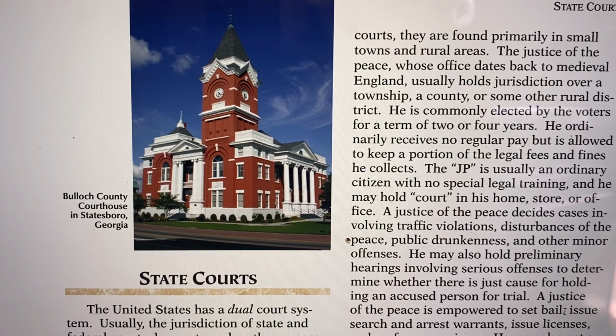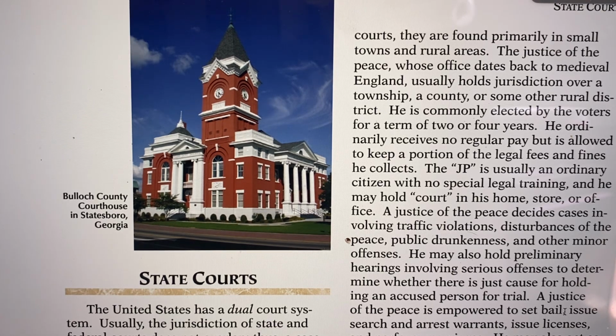So we're in your government book. We're in chapter 11, and we're dealing with state and local government. And we just went over the state legislatures, and now we're going to be going over the state courts, which is the judicial branch of the state.